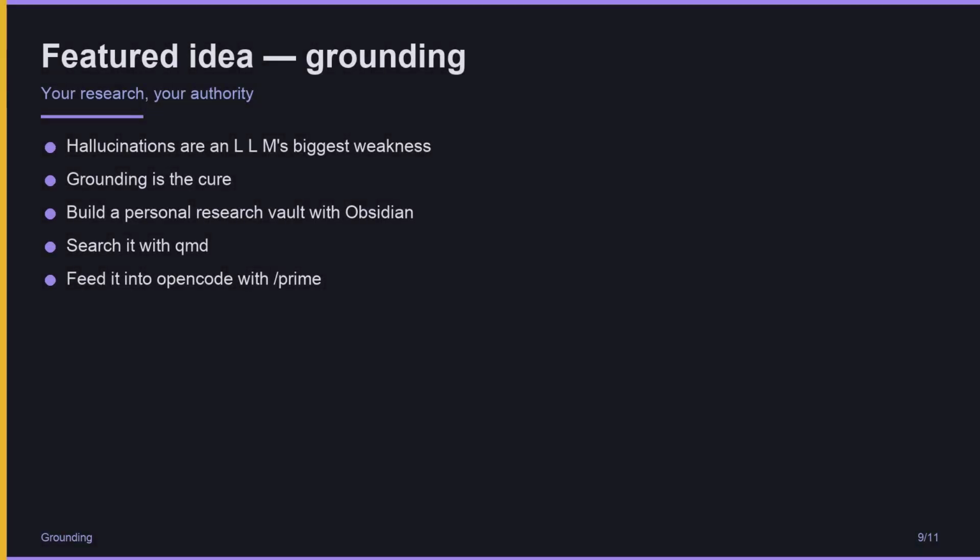One idea we will spend real time on is grounding. Hallucinations are an LLM's biggest weakness, they sound confident even when they are wrong. Grounding is the cure. We will build a personal research vault using a free note app called Obsidian, search it with a tool called QMD, and feed that research into opencode. The result is an agent that answers from your research, not just from patterns it learned during training.